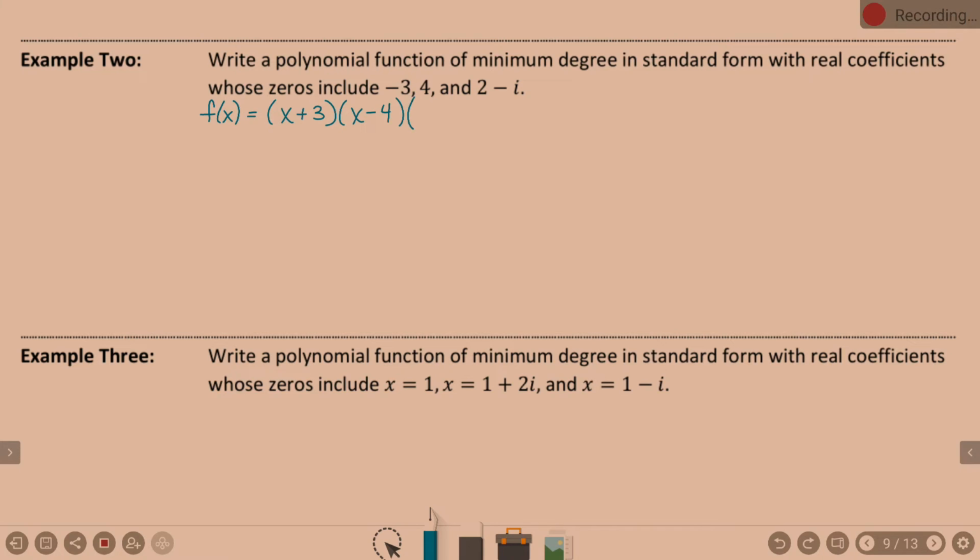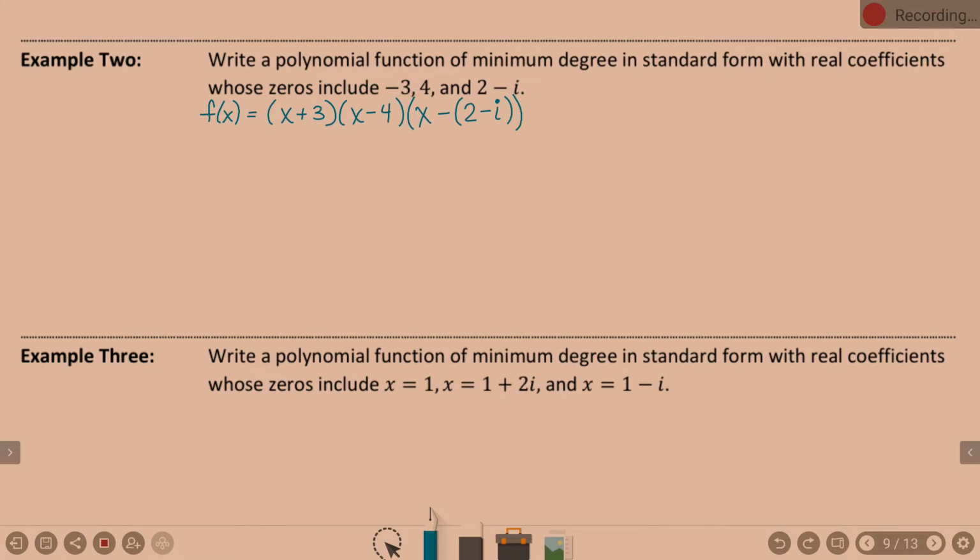A 0 of 2 minus i, 2 plus... Now keep in mind, when we're putting these numbers in, what are we doing? This was x minus the 0, so x minus -3. This was x minus the 0, so -4. So as a factor, we're still going to do x minus, what are we subtracting? 2 plus i. We're subtracting the given, which is 2 minus i.